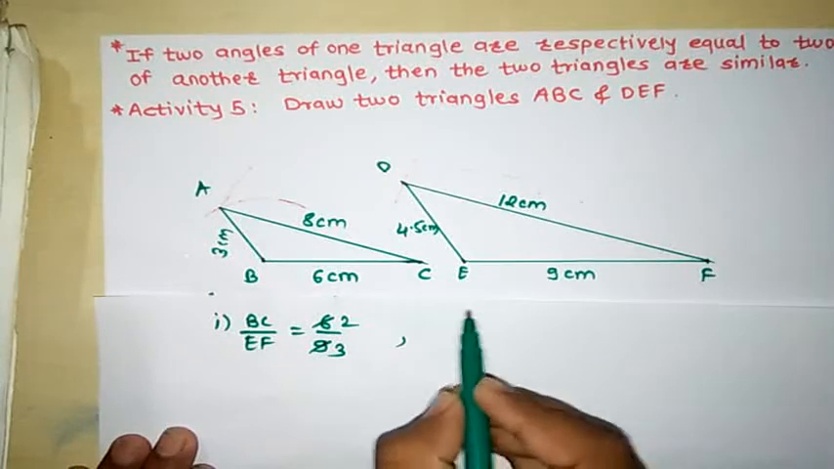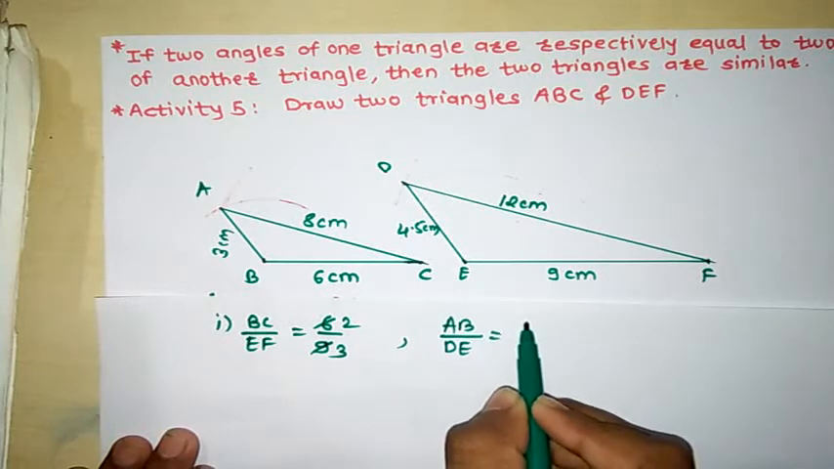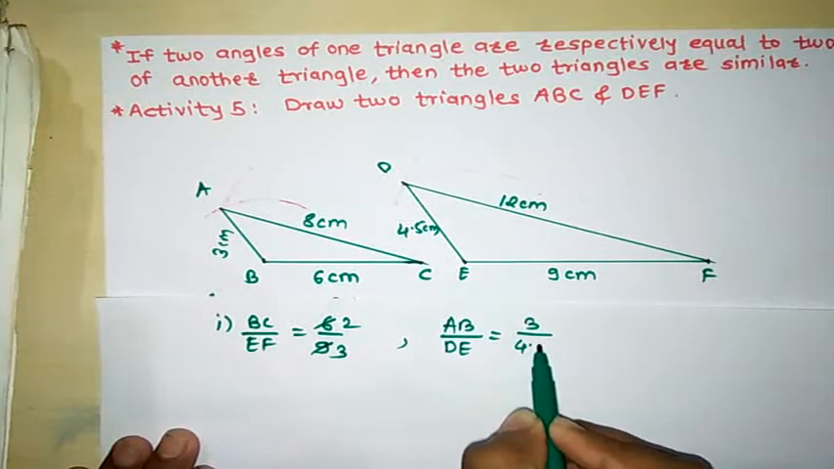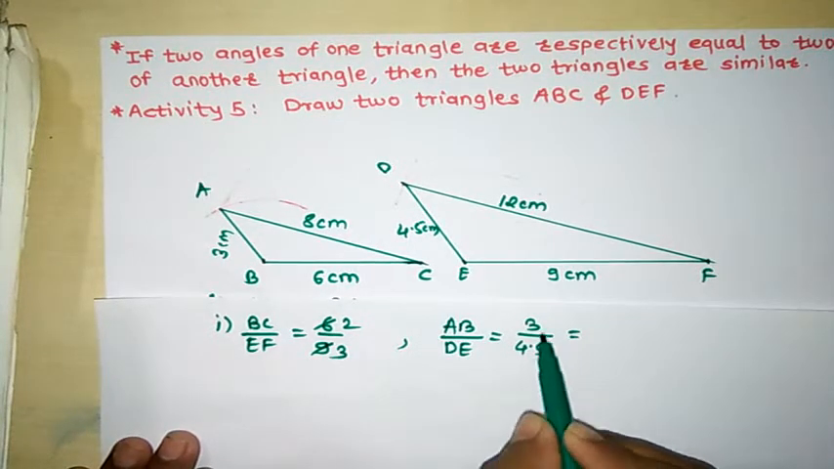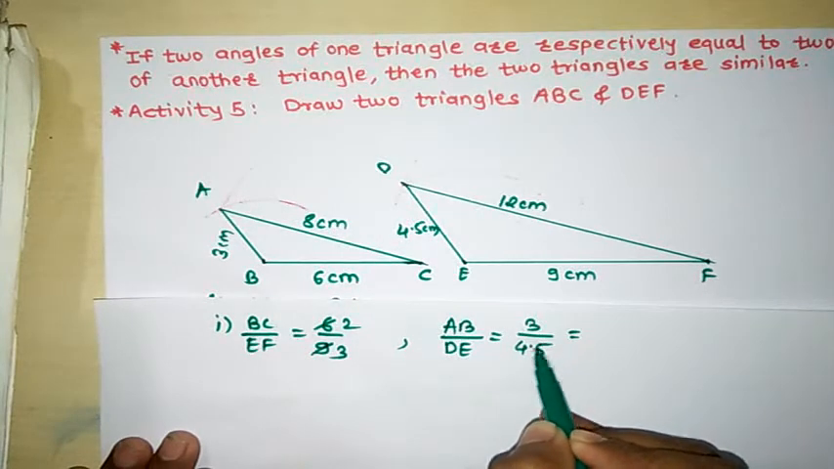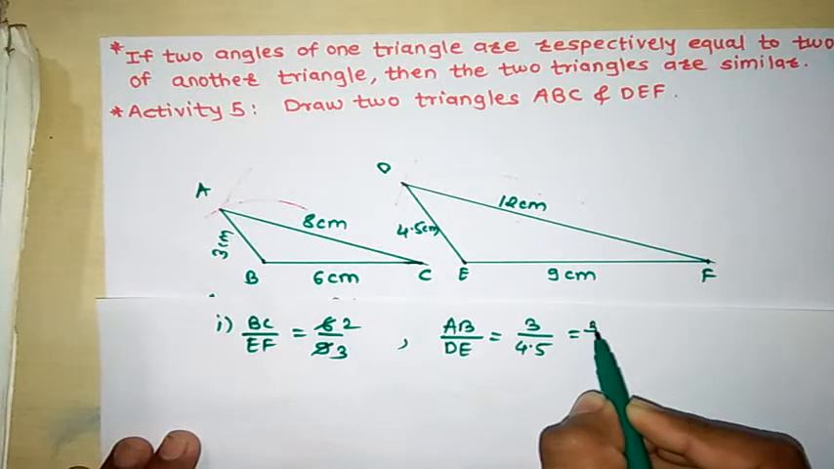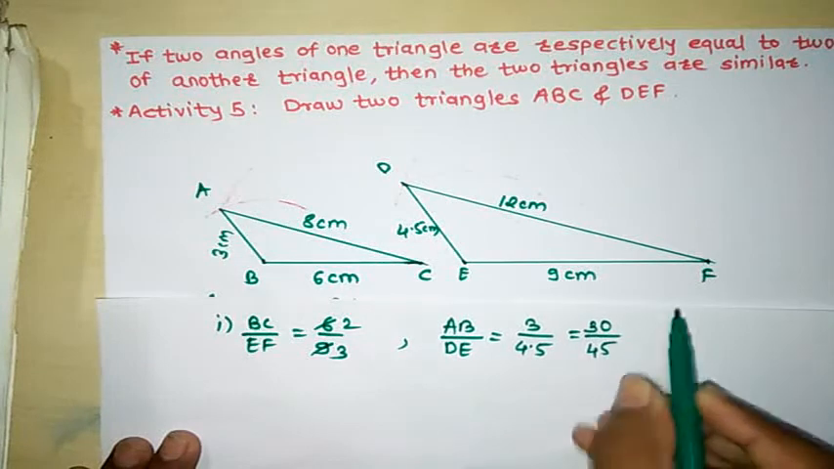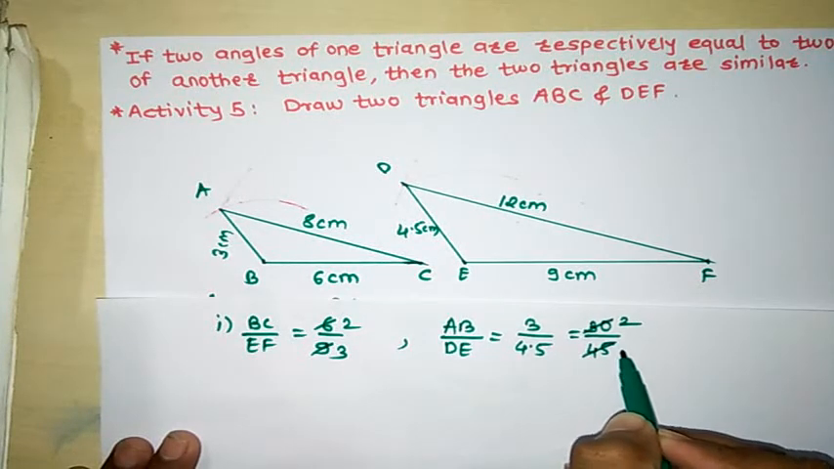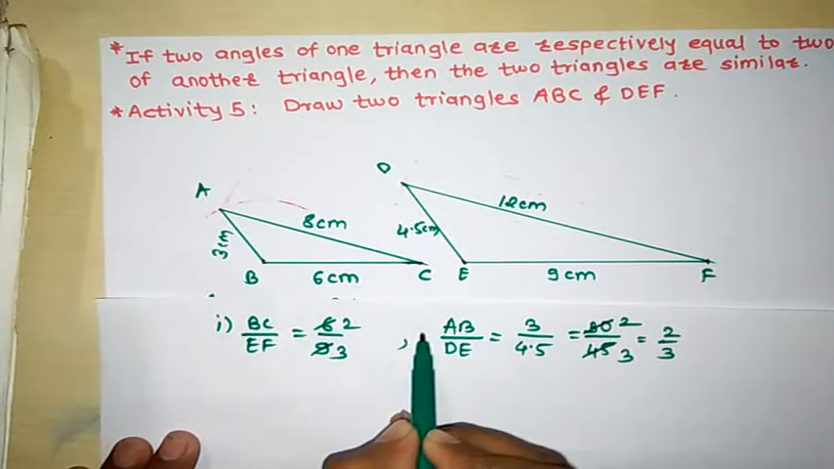Again, second ratio, AB divided by DE. AB divided by DE is equal to 3 divided by 4.5. Can we cancel the decimal? Yes, the decimal point we can cancel here. We have to multiply the numerator and denominator by 10. We will get 30 in the numerator and 45 in the denominator. 15 2s are 30 and 15 3s are 45. We will get 2 by 3. Therefore, this is the second ratio.